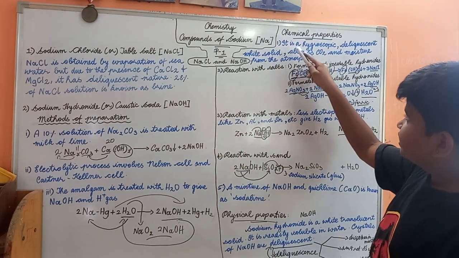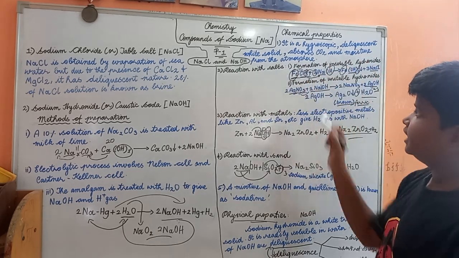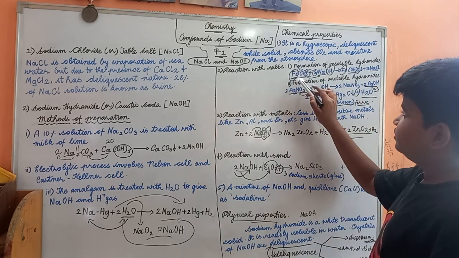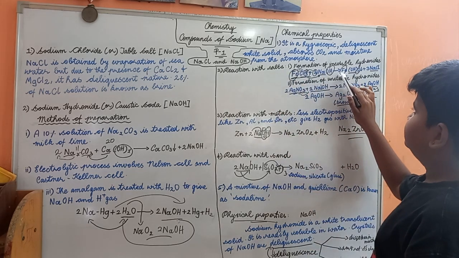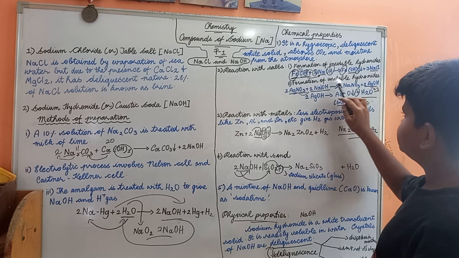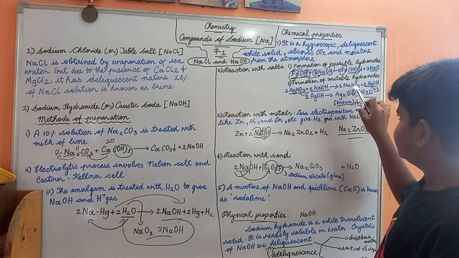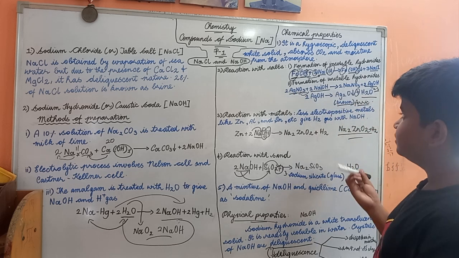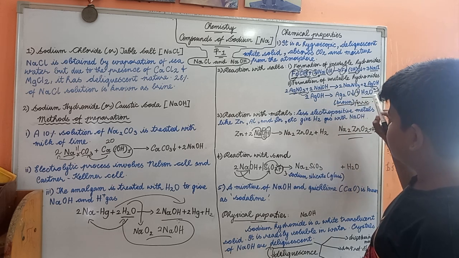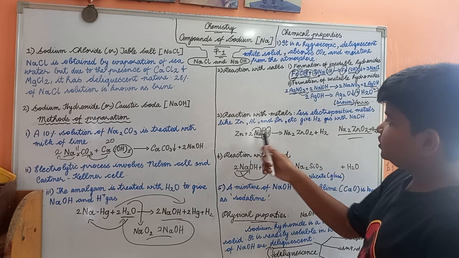Chemical properties. 1. It is a hygroscopic deliquescent white solid, absorbs CO2 and moisture from the atmosphere. Reaction with salts. Formation of insoluble hydroxides. FeCl3 plus 3 NaOH gives Fe(OH)3 precipitate plus 3 NaCl. Formation of unstable hydroxides. 2 AgNO3 plus 2 NaOH gives 2 NaNO3 plus 2 AgOH, which is unstable. So the unstable 2 AgOH gives Ag2O, which is brown, plus H2O.